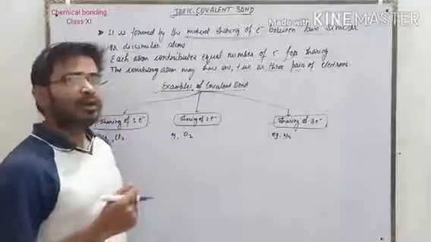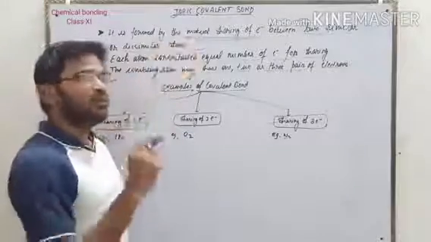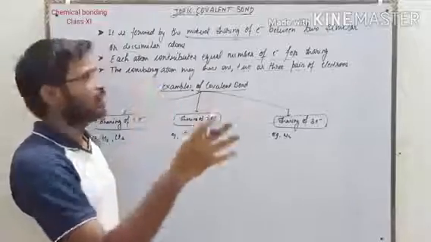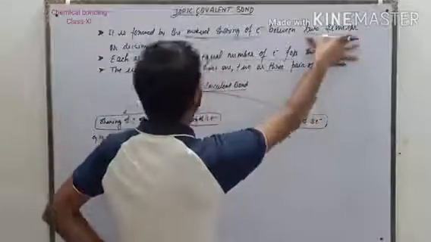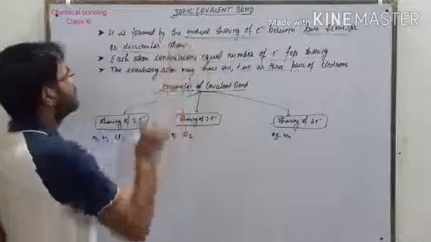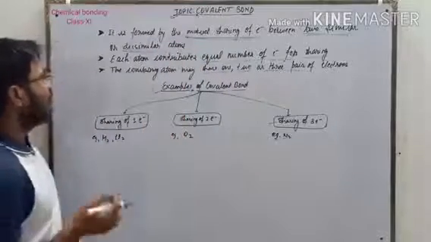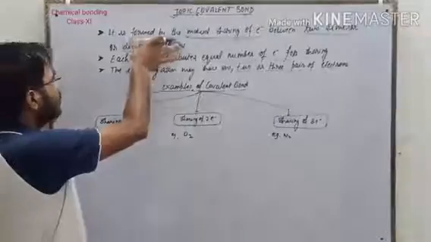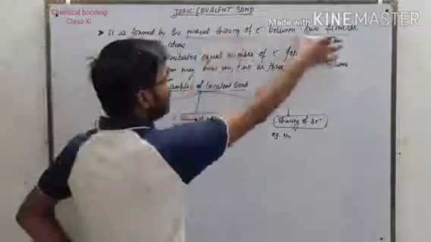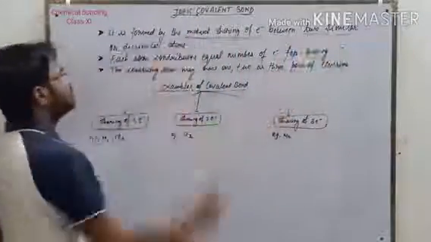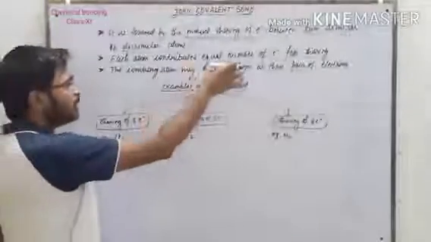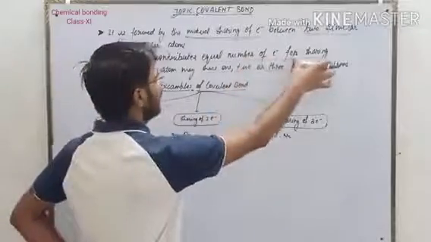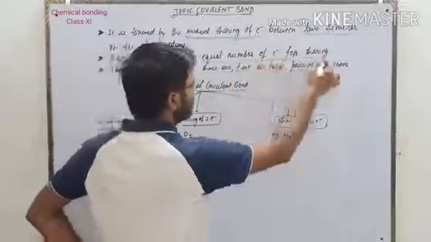In an electrovalent bond, the complete transfer of electrons from one atom to another atom takes place, but in the case of a covalent bond, mutual sharing of electrons happens between two similar atoms or dissimilar atoms. So the covalent bond is formed by the mutual sharing of electrons between two similar or two dissimilar atoms. Moreover, each atom contributes an equal number of electrons for sharing.